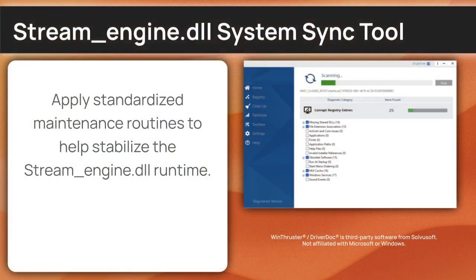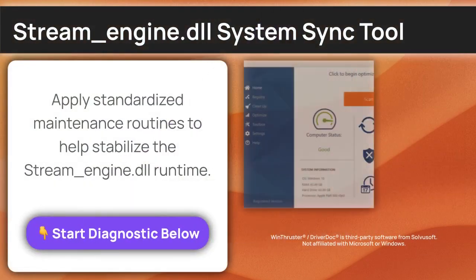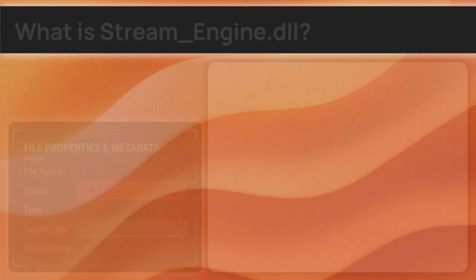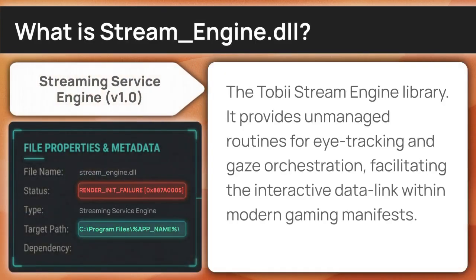While preparing the manual steps for Stream Engine module, check for an official tool to assist with background synchronization. This is the Stream Engine module, the Tobii Stream Engine library. It provides unmanaged routines for eye tracking and gaze orchestration, facilitating the interactive data link within modern gaming manifests.